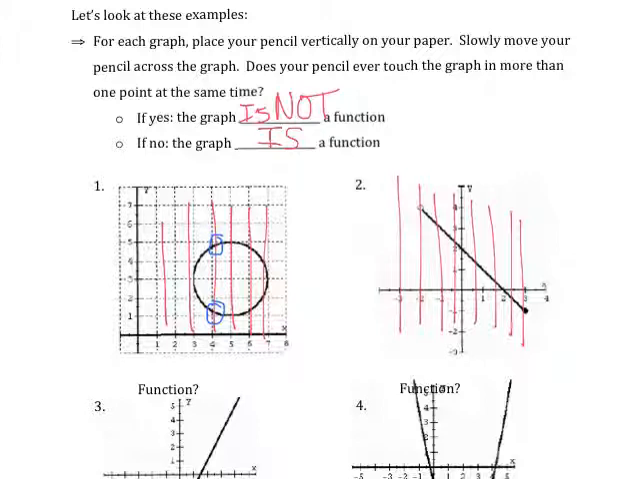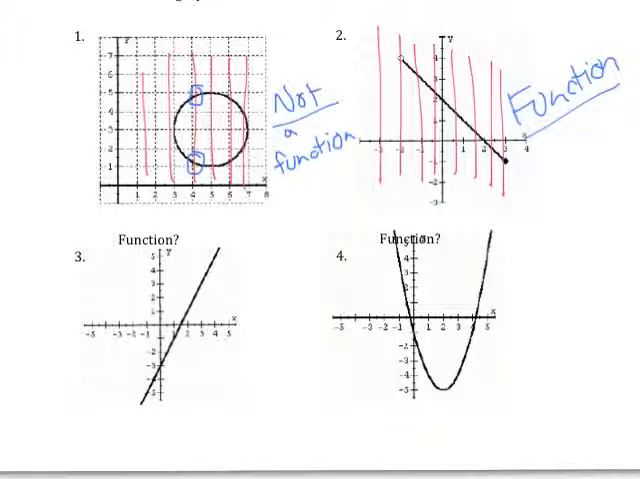So I want you guys to finish these 2 pages. There's 3, 4, 5, and 6. So I want you to go together with your partners, do your vertical line test, decide if they're functions or not. Go ahead.